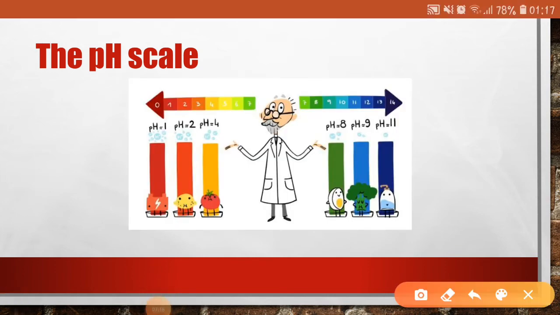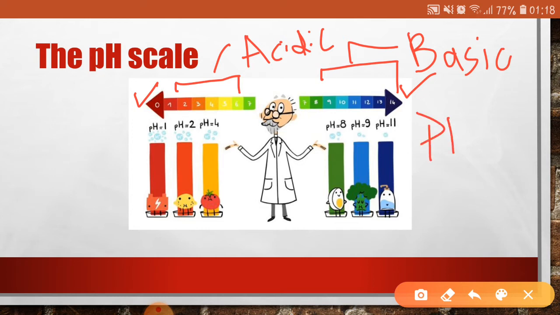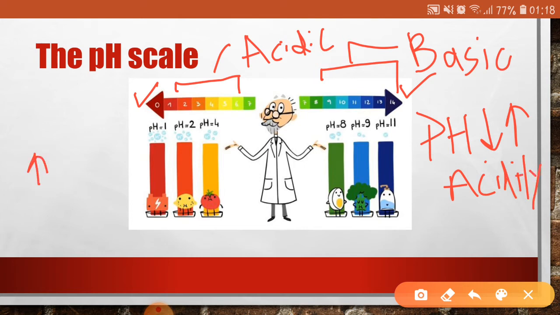You may notice that the pH scale is from 0 to 14 value. Now this 8 to 14 will be considered as the basic range, and 0 to 6 will be considered as the acidic range. And the pH 7, as you know, is considered a neutral pH. Now smaller the pH, higher will be the acidity. Always remember that smaller the pH, higher will be the acidity. Greater the pH, greater will be the basicity.